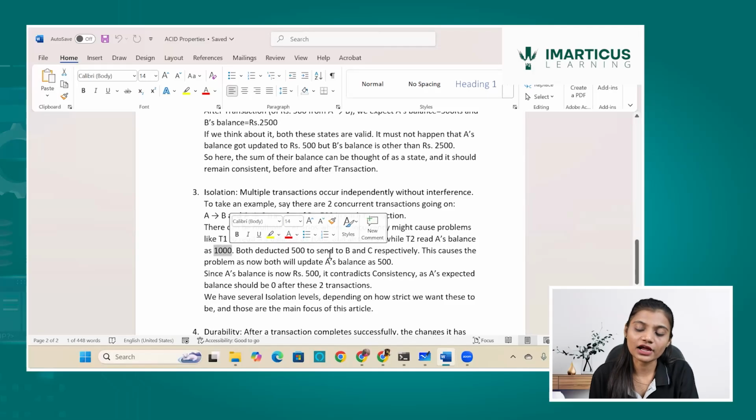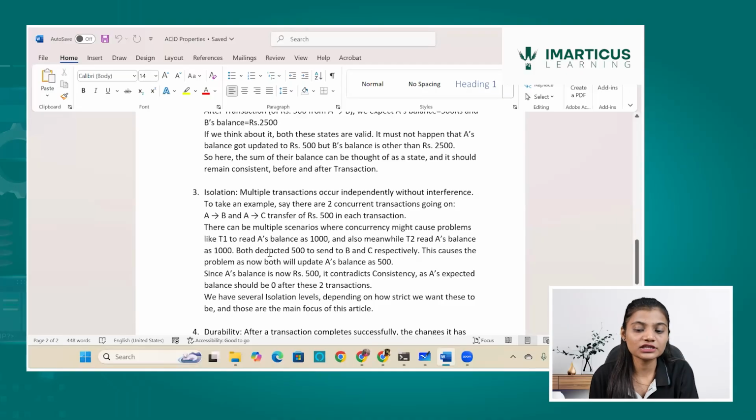Both deducted 500 to send to B and C respectively. This causes a problem, so now both will be updated. Both will update A's balance as 500. But since A's balance has now become 500, it contradicts consistency, as A is expected to have how much? 0, when both the transactions were maintained.